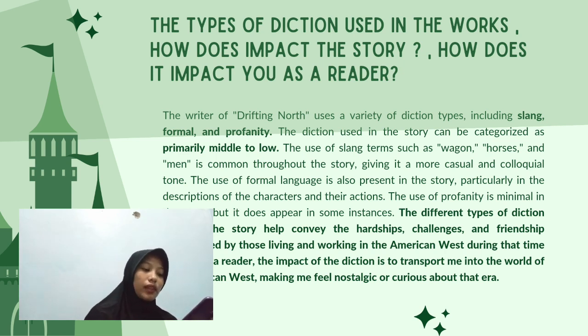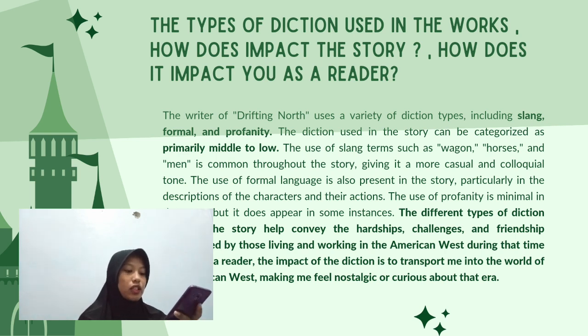For example, the writer described the cowboys as priding themselves on their outfits and bringing us a box of cigars. The use of profanity is minimal in the story, but it does appear in some instances, such as when the cowboy curses the crouching figures of his partners. And the different types of diction used in the story help convey the hardship, challenges, and friendship experienced by those living and working in the American West during the time period. As a reader, the impact of the diction is to transport me into the world of the American West, making me nostalgic or curious about that era.